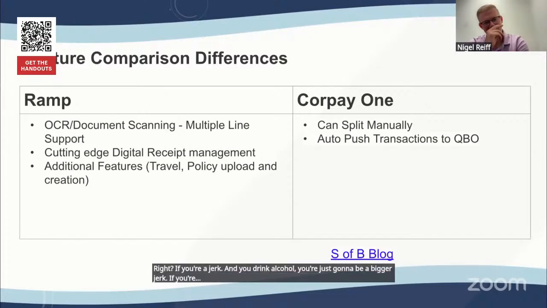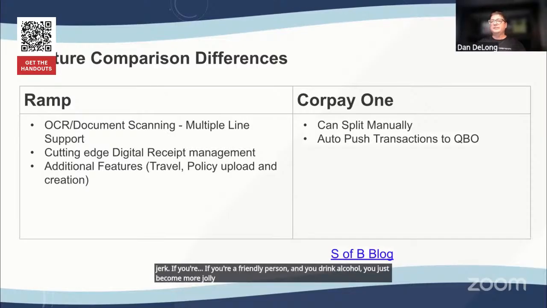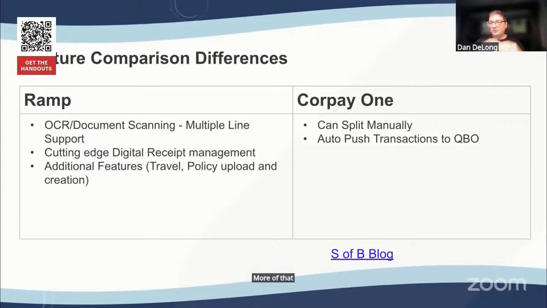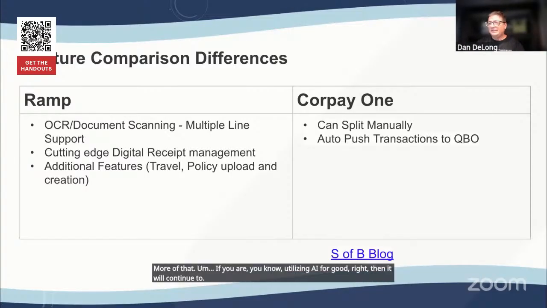If you're a friendly person and you drink alcohol, you just become more jolly and friendly. Right? So it's one of those things that if you are nefarious to begin with, AI is only going to help you be more of that. If you are utilizing AI for good, right, then it will continue to do those things.